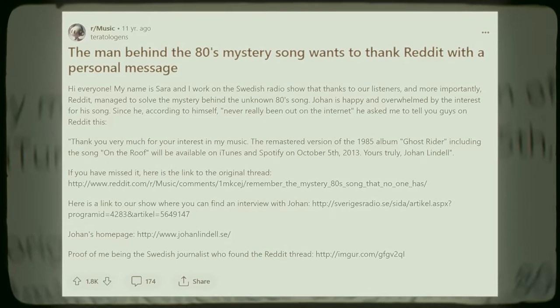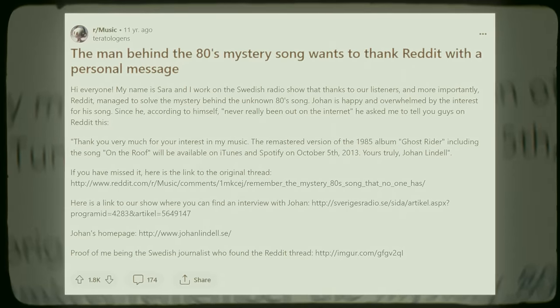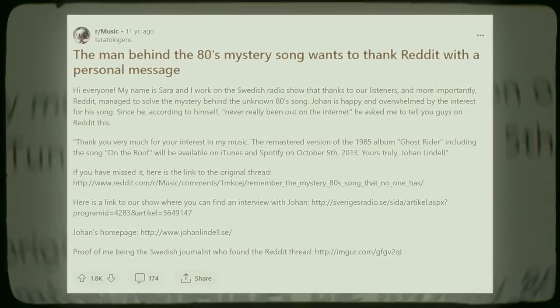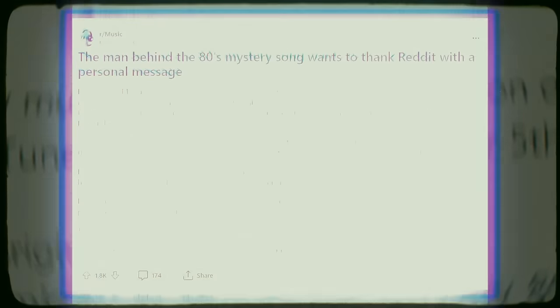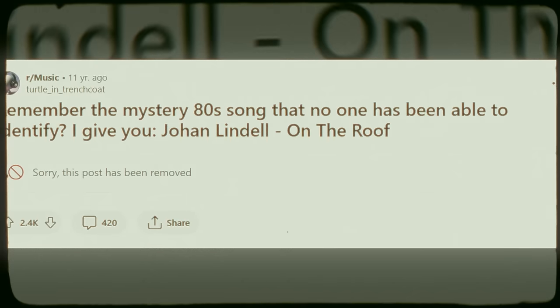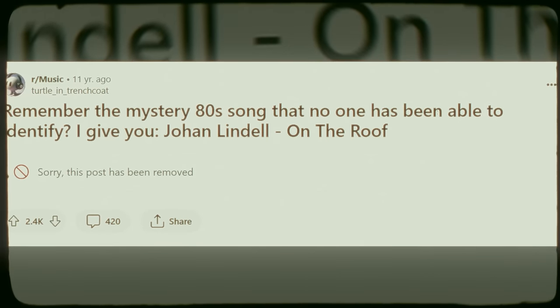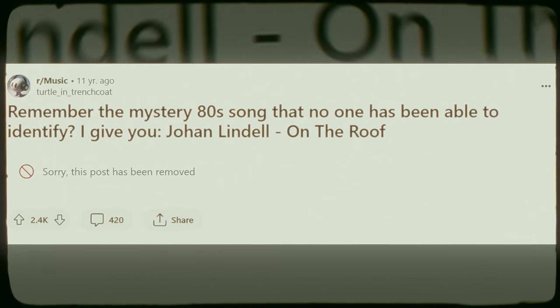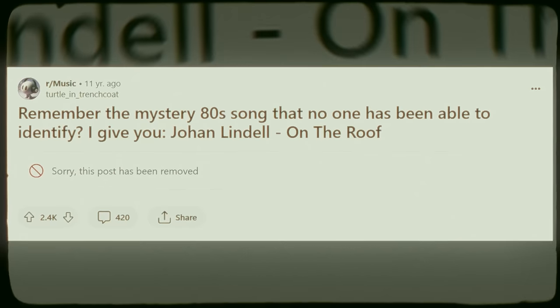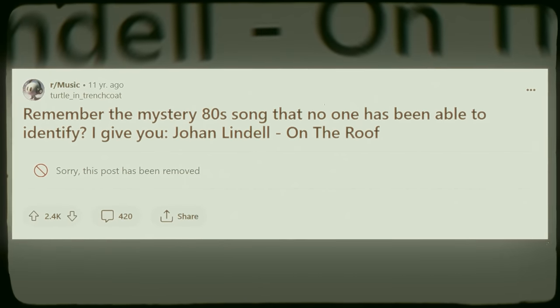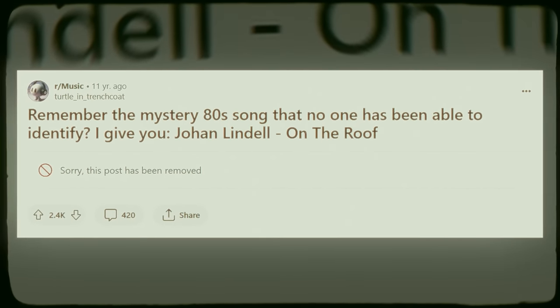11 years ago, a post was made in the music subreddit where Turtle in Trenchcoat asked if anyone remembered that 80s tune that no one could identify. Well, thanks to Stefan, a Redditor who also listened to a local Swedish radio station, he recognized the song that everyone was trying to find. Finally, after many years, the Redditor found that the song was called Up on the Roof by Johanna Lindell.